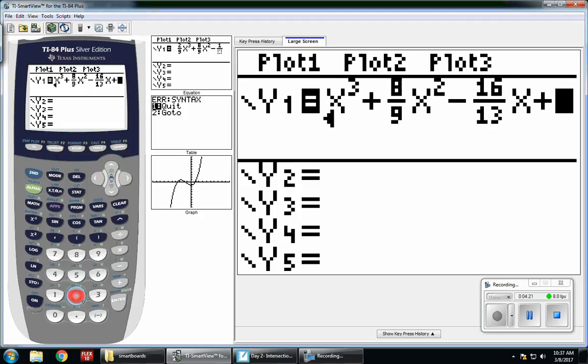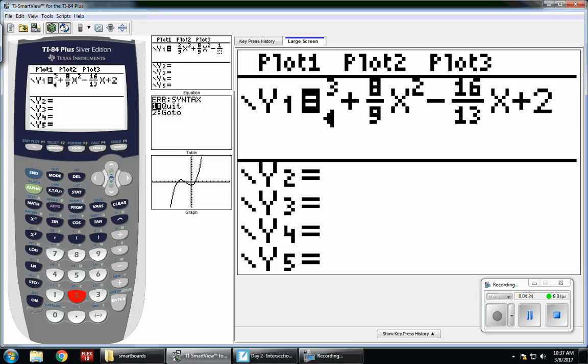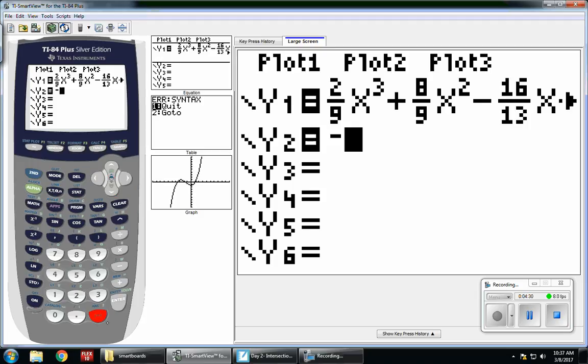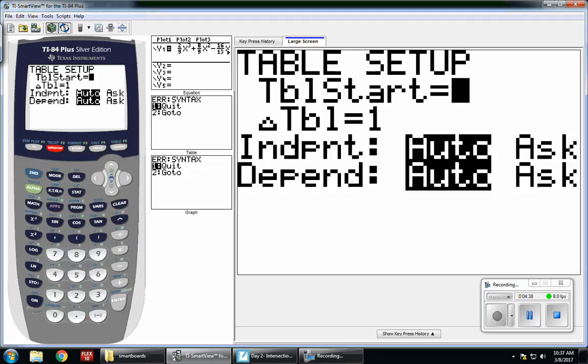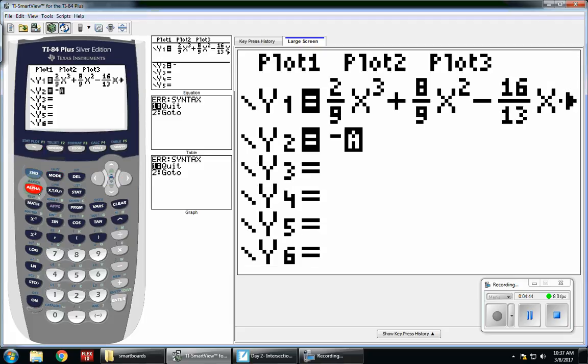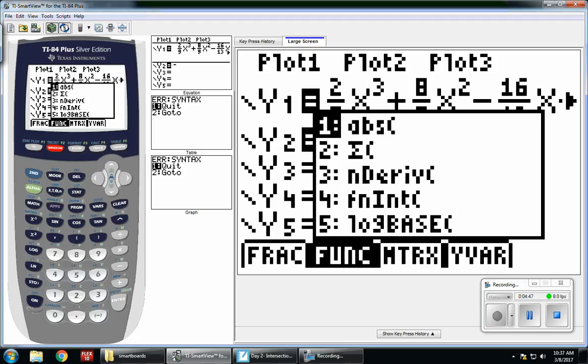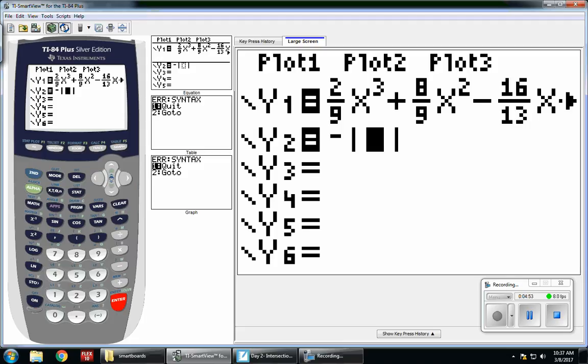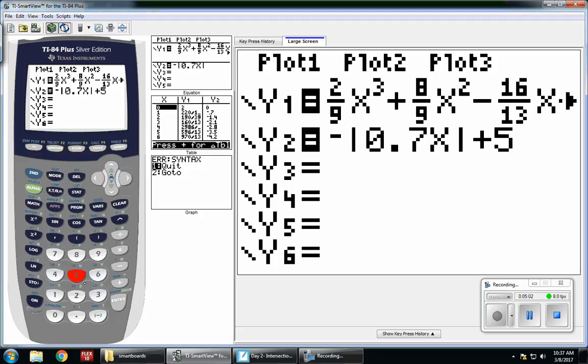Okay, so I have y1 typed in, or h of x. For y2, I need an absolute value. So first I need to put in that negative. There are a couple of different ways to get the absolute value. You can hit alpha window and it's choice 1, or you can hit math and go to the right and it's choice 1. Either way. And there are those absolute value bars that I'm going to put in 0.7x, hit the right arrow to get outside the absolute value bars, and then a plus 5.